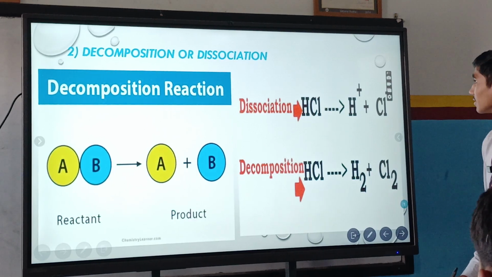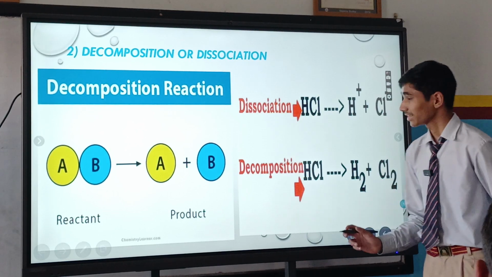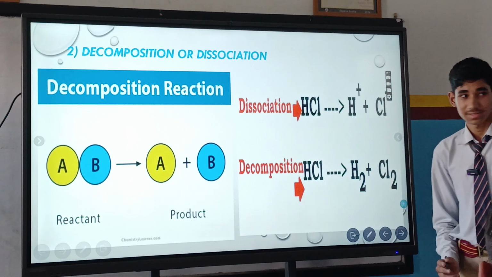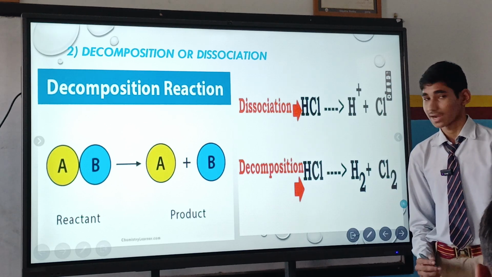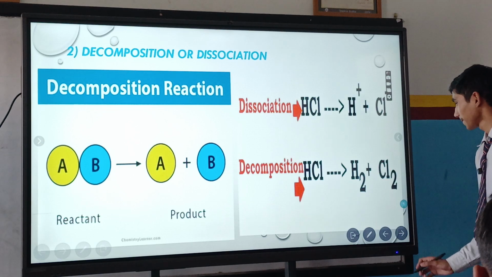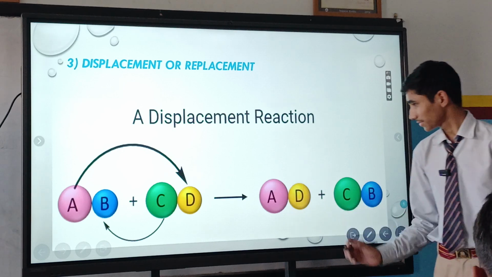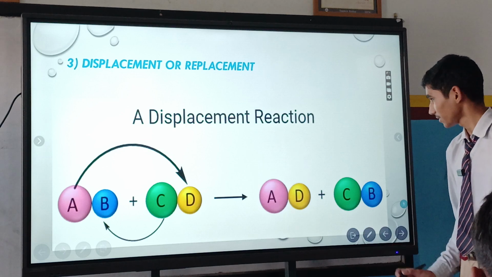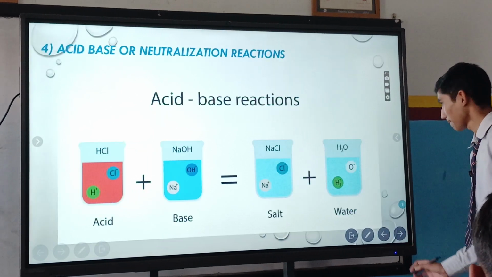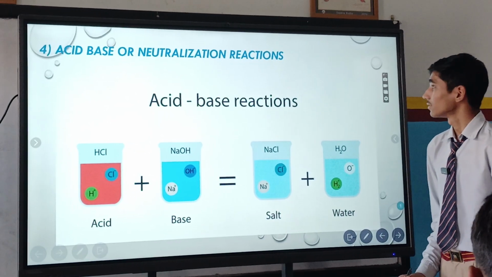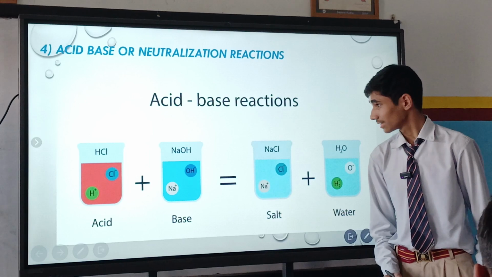Decomposition or dissociation. In this reaction, a certain compound is decomposed. For example, when water is electrolyzed, it breaks down into hydrogen and oxygen, simpler substances. Displacement or replacement reaction. In this reaction, the reactants replace their place, and they make bond with another product. Acid base reaction or neutralization reaction. We know that when acid and base react, they neutralize each other.